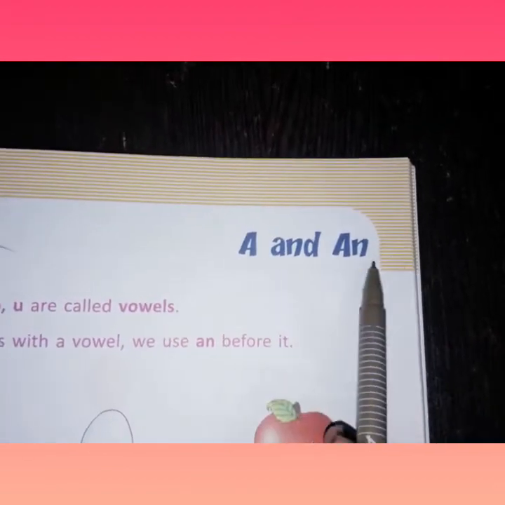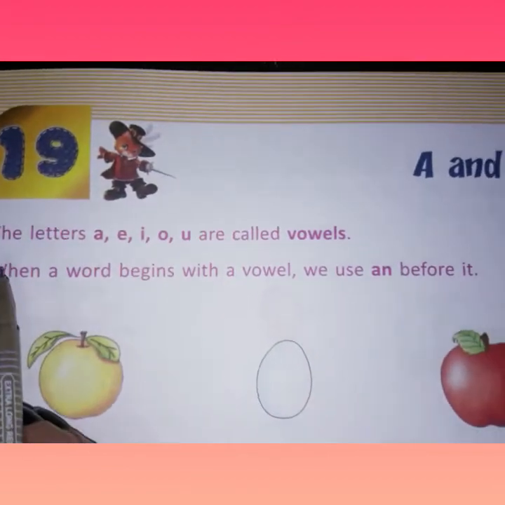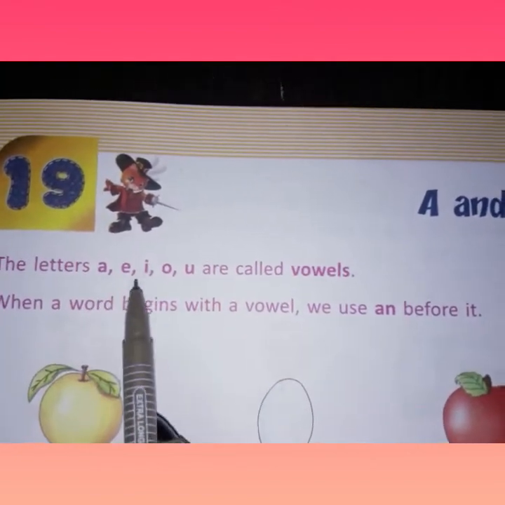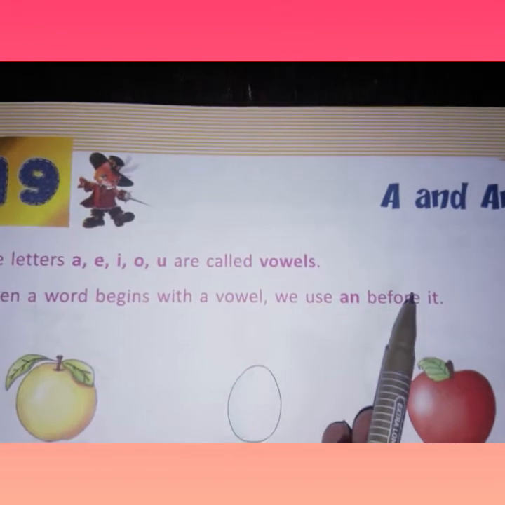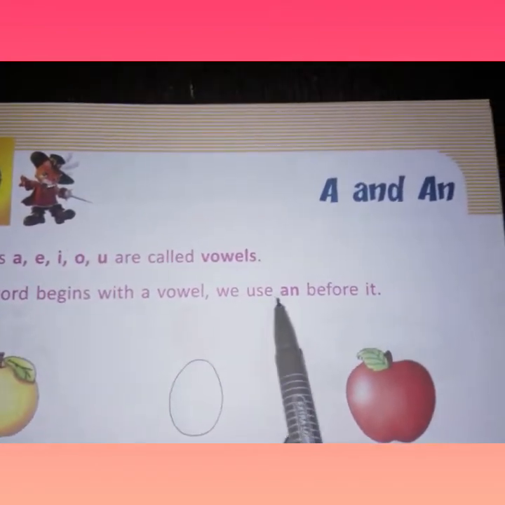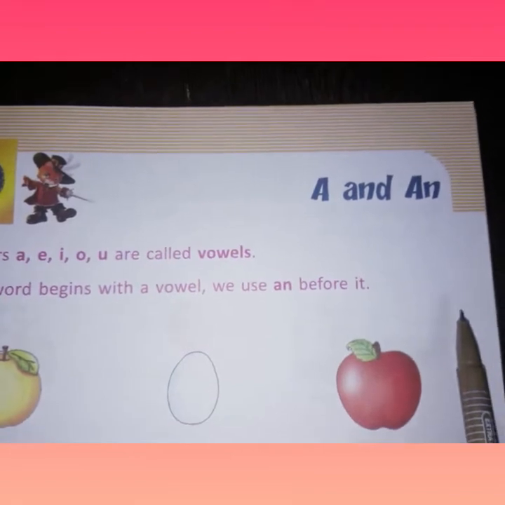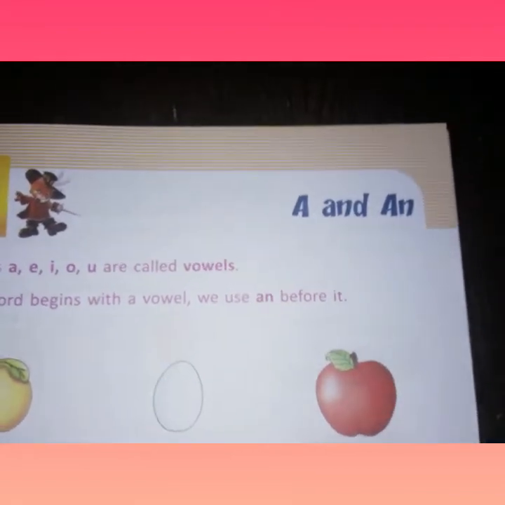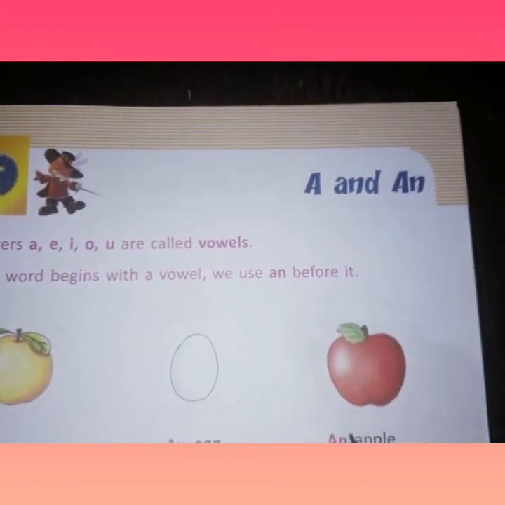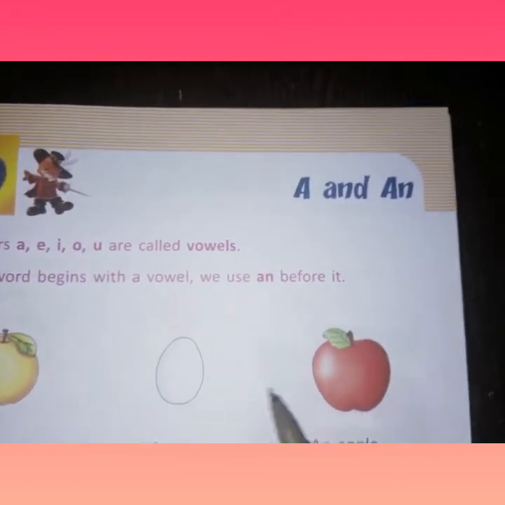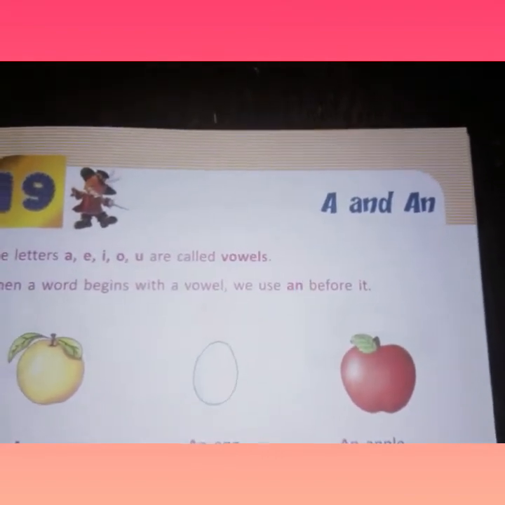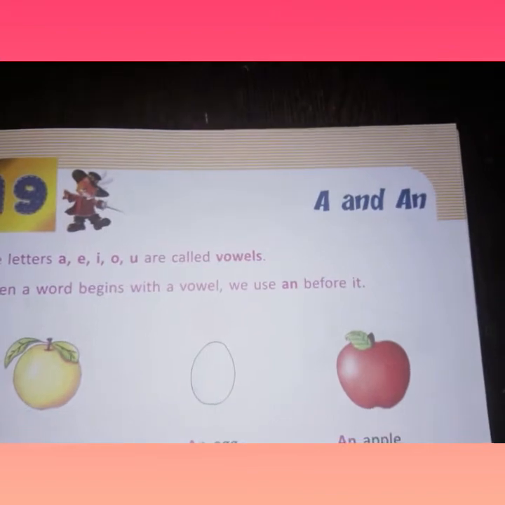Articles A and an. Let's read here. What is written in the caption? The letters A, E, I, O, U are called vowels. As you know, when a word begins with a vowel, we use an before it. Okay, children? Children, we use an with a singular noun. Noun means person, place or thing. And we always use an before a word which starts with a vowel sound.